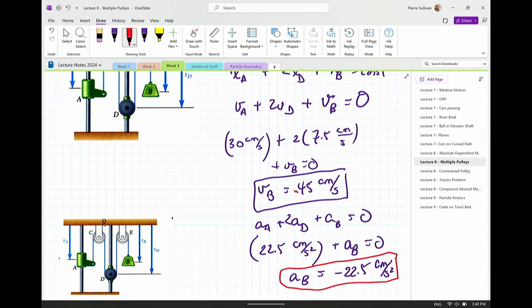Again, you're not solving for velocities. You're solving for the change in length. And so this is the rate of change of the length. It's decreasing by 45 centimeters per second. And this is the rate of change of the rate of change of length, which is minus 22.5 centimeters per second squared. So again, kind of intuitively, B is shrinking. As A and D increase in length, B has to decrease.